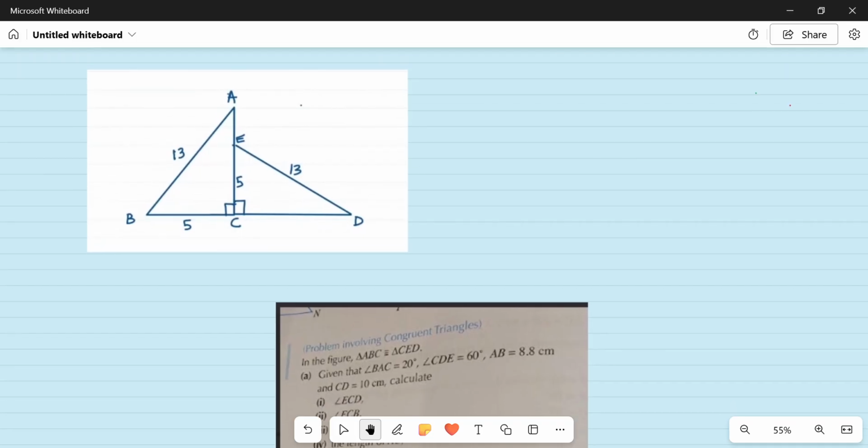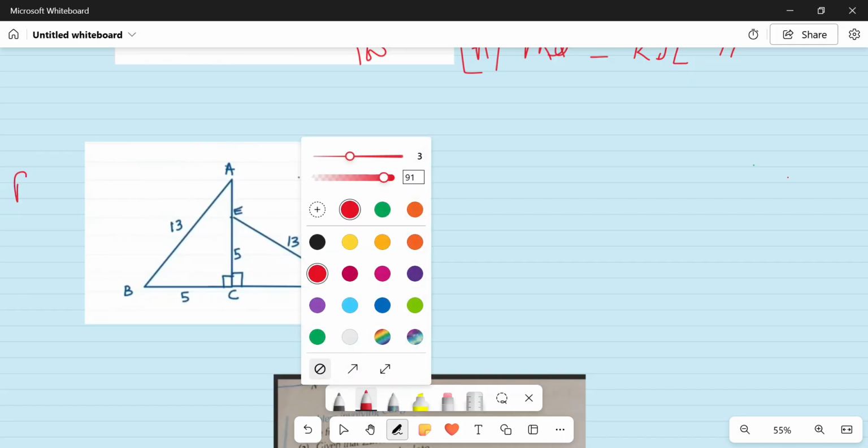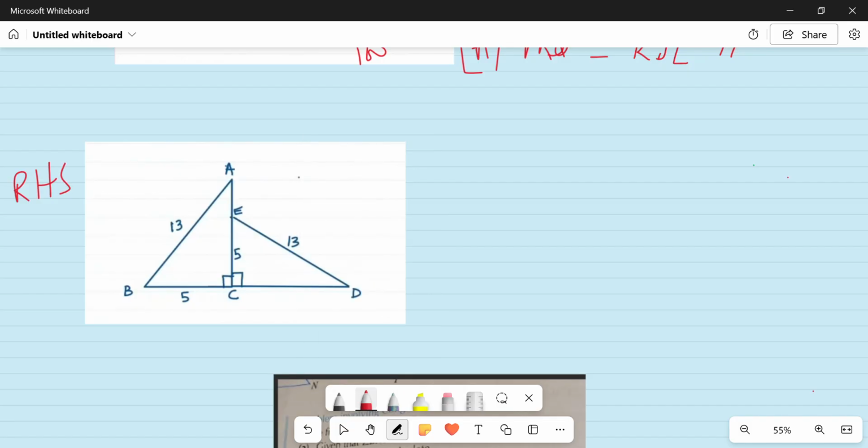Now the last one here that we need to prove is RHS. A triangle which has a right angle, the right angle, hypotenuse, or any side. So this only works for the right angle triangle, right? So R, first of all, you need to find out the property. R means right angle. So where is R here? Angle ACB, this angle.